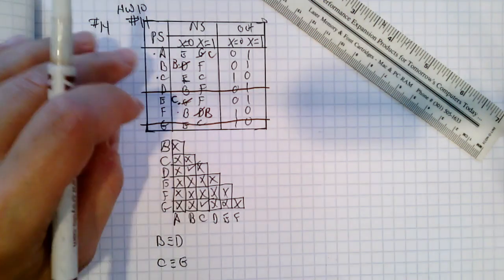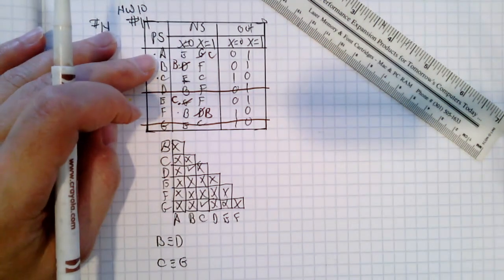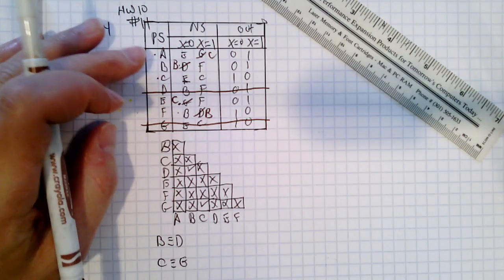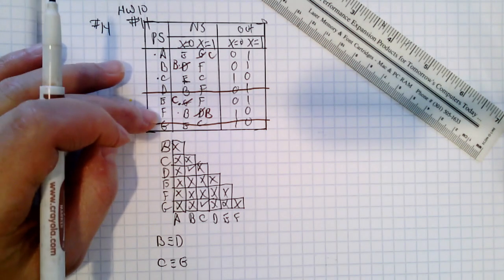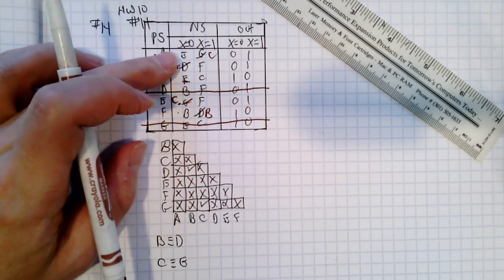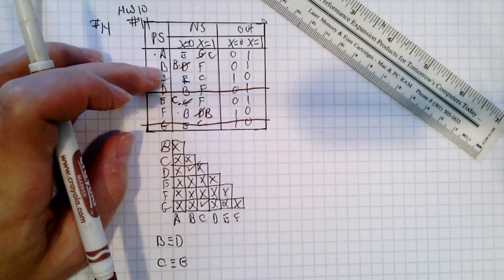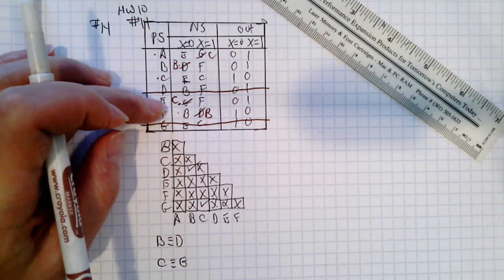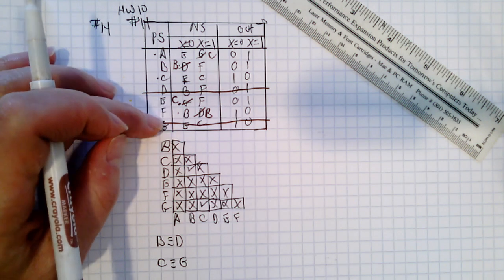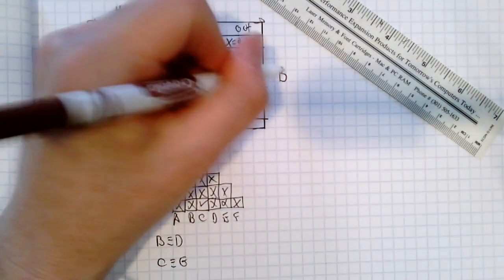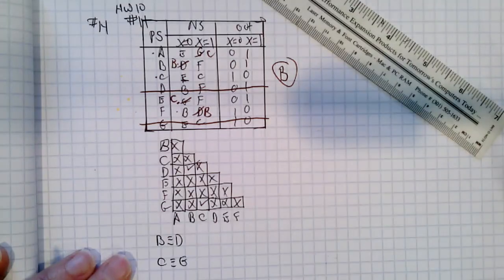So now I should see if I can find this answer in my answer key. It should say A, B, C, E, F. And A, B, C, E, F is there, with next states EC, BF, EC, CF, BB. It worked. And so it looks like the answer to 14 is B. And so that's how you get that.